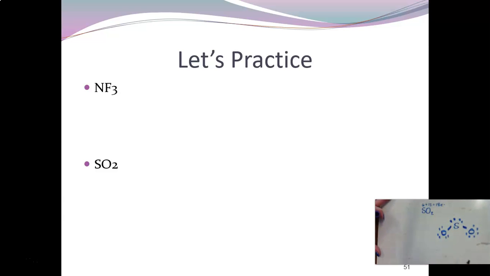Then I'm going to count and see if I messed up something. 2, 4, 6, 8, 10, 12, 14, 16, 18, 20. Oh! Okay, I messed up something. I didn't mess up anything, actually. So here's what we're going to do. We're going to take off a pair here.